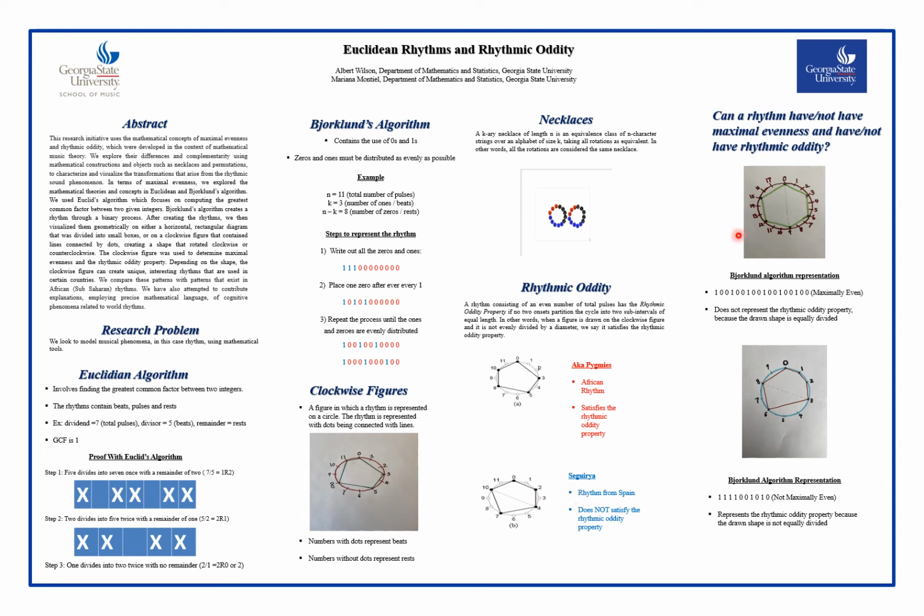Last but not least, there are some rhythms that are maximally even and do not satisfy the rhythmic oddity property, and some that are not maximally even but satisfy the rhythmic oddity property. Regarding these rhythms on the right, the first one is maximally even since the number of pulses between each beat is 2, but does not satisfy the rhythmic oddity property since it can be divided evenly. On the other hand, the bottom rhythm is not maximally even, but satisfies the rhythmic oddity property since the shape cannot be evenly divided. Now that concludes my research project.